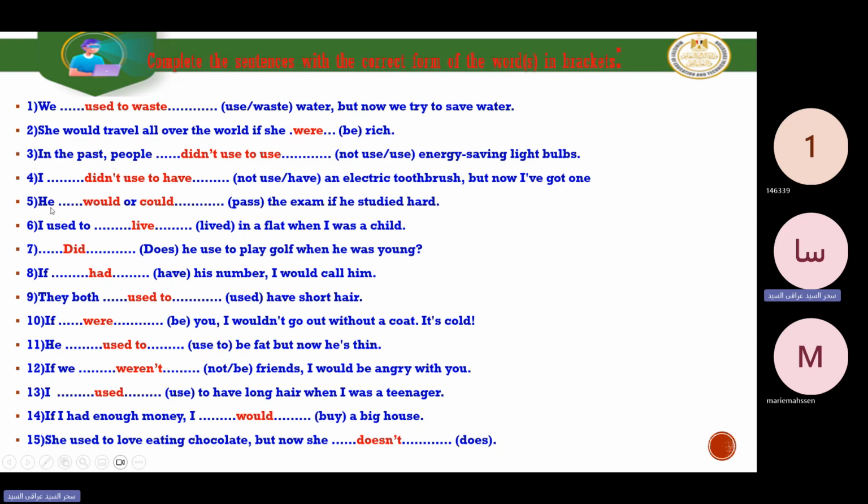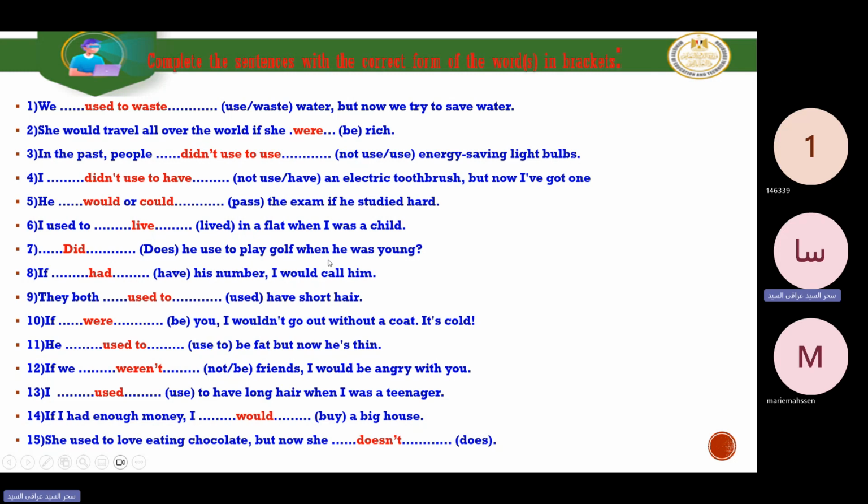Number 5. He passed the exam if he studied hard. If followed by past simple here, studied. So we should have here would or could. He would or could pass the exam if he studied hard. Or even might, if you are not sure. I used to lived in a flat when I was young. Of course, used to followed by the infinitive form. Base form.